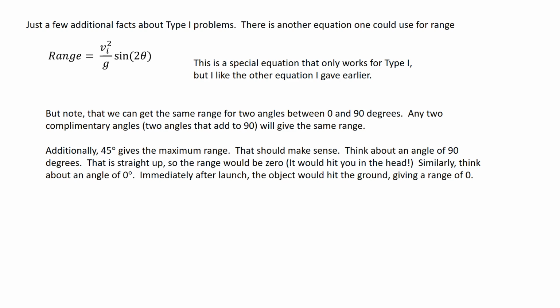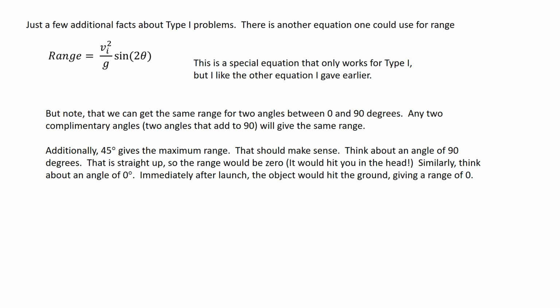But I want you to note something. You can get the same range for two angles between 0 and 90 degrees. Any two complementary angles, those are angles that add up to 90 degrees, will give the same range. So, 10 degrees and 80 degrees give the same range. 20 degrees and 70, 30 and 60, and so on. They would all give the same range. This also means that 45 degrees gives the maximum range.